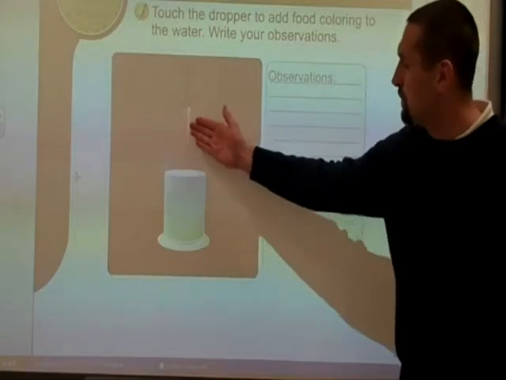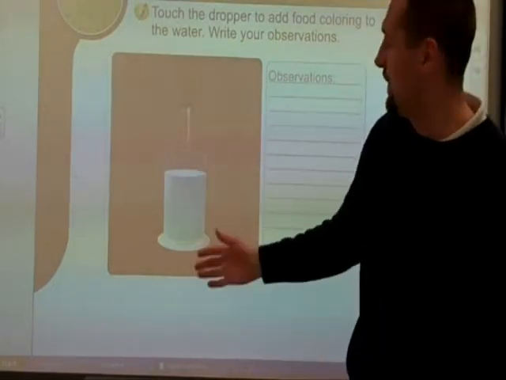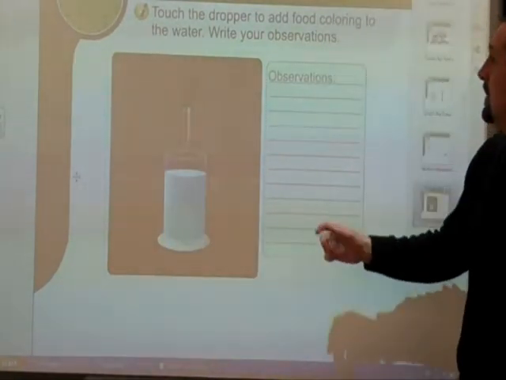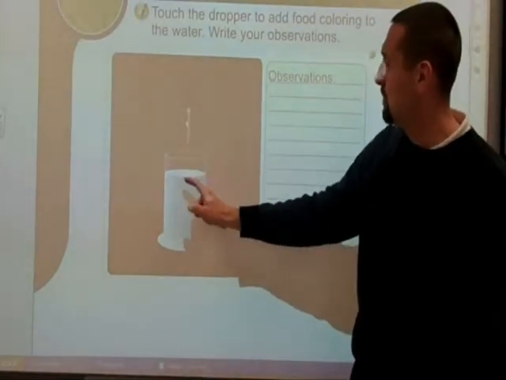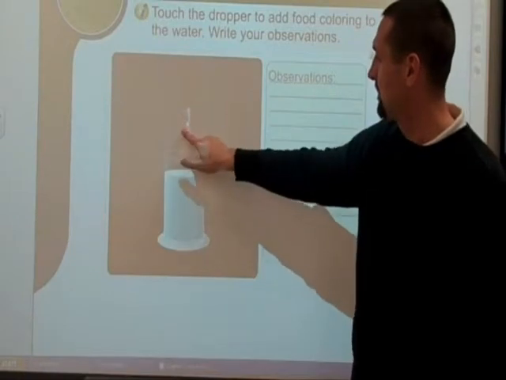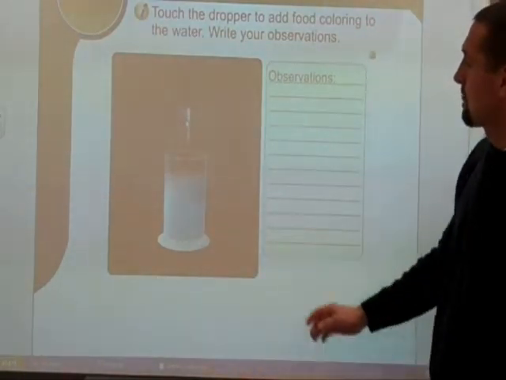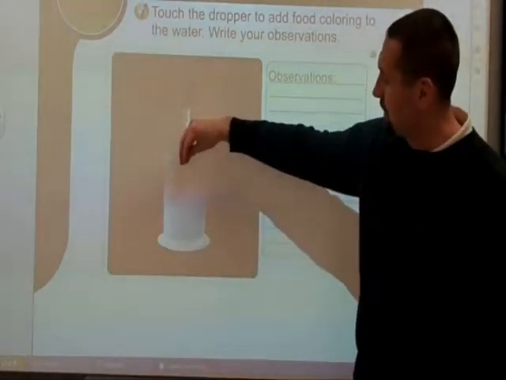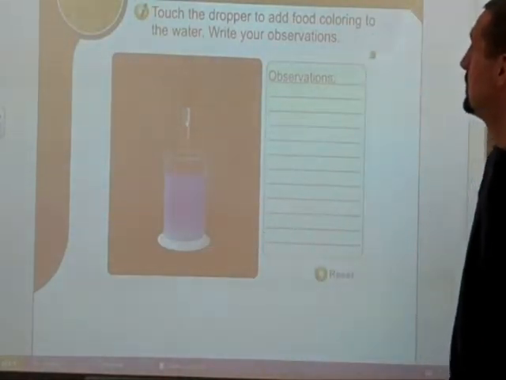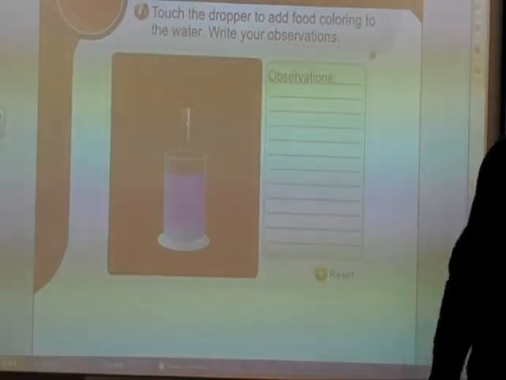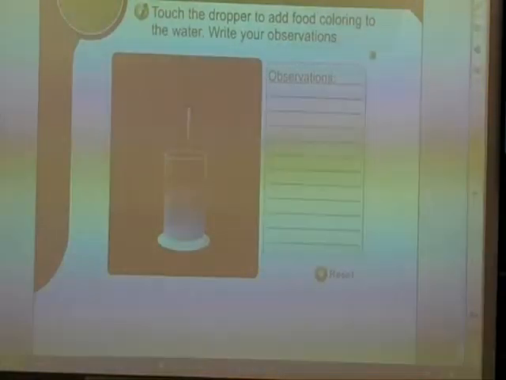So here I have a dropper full of, we'll say, food coloring, and here I have a beaker of water. So I'm going to add the food coloring to the water. Let's watch what happens. So I get a little drop. The drop starts off very concentrated, and it moves through the water. So make some observations about what happened there.